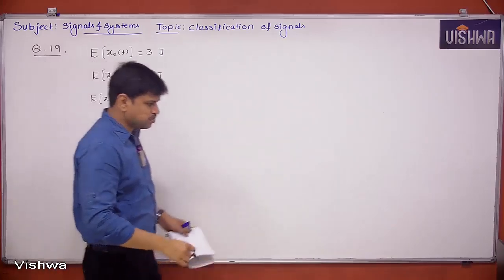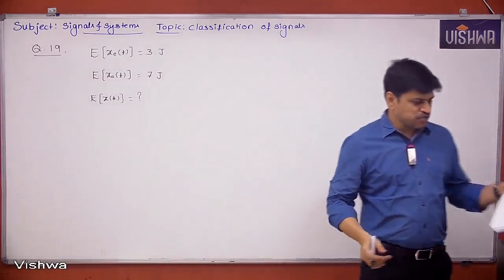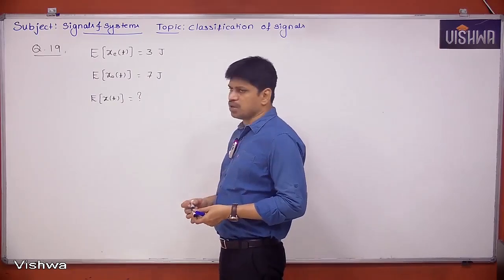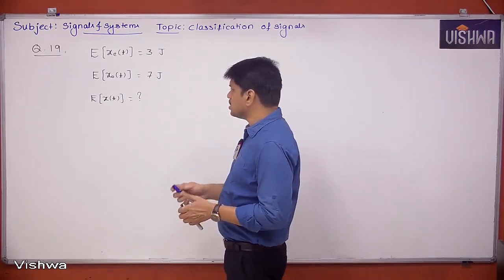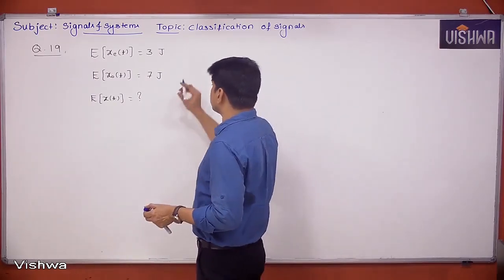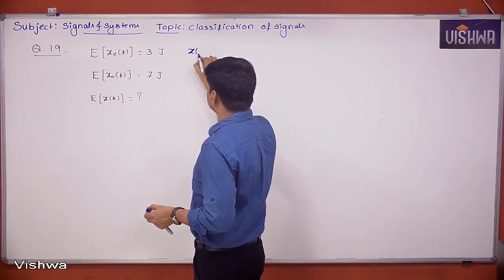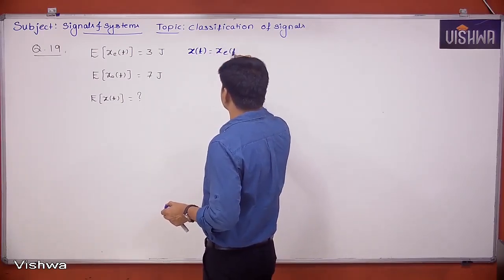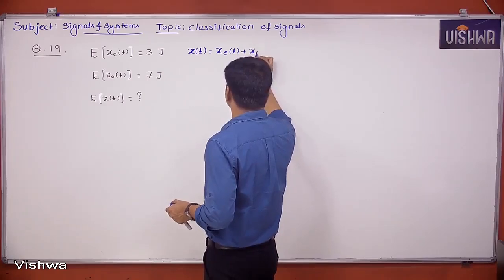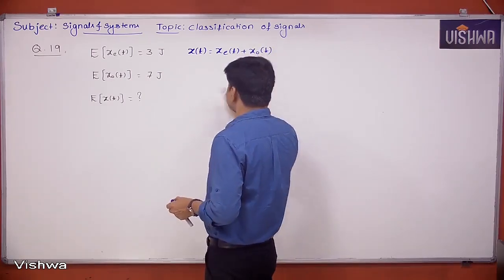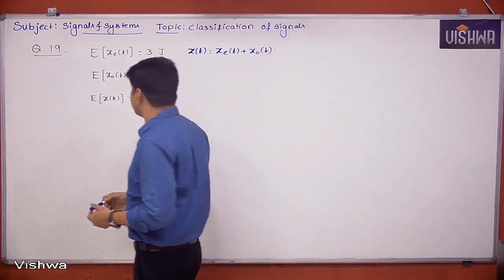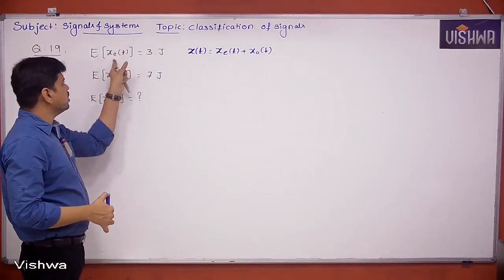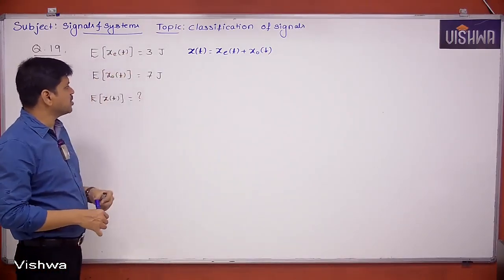That's the question. Okay. First of all, we have to understand x of t is a neither even nor odd signal. If x of t is neither even nor odd signal, then only we can write x of t as a combination of even part plus odd part. To write this, first of all, x of t has to be a neither even nor odd signal. Okay. They said even part having 3 joules, odd part is having 7 joules.